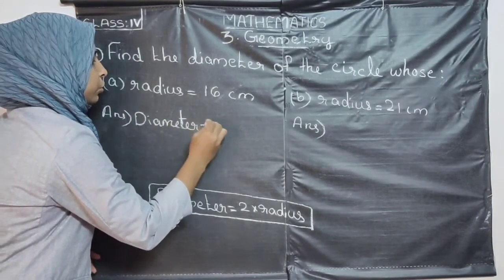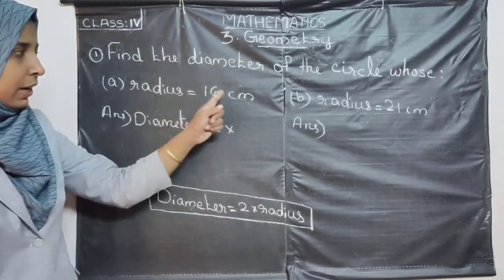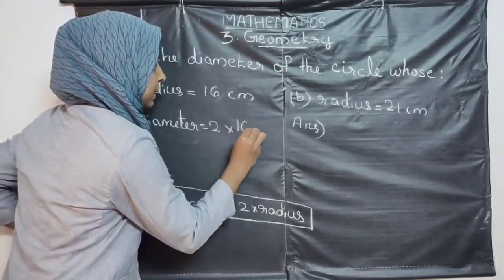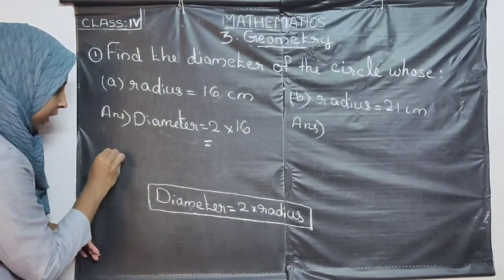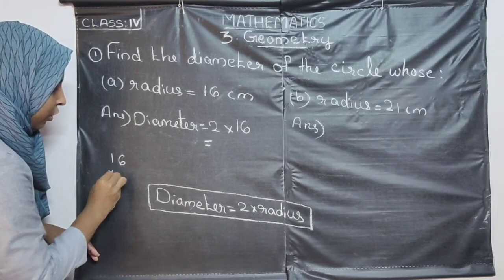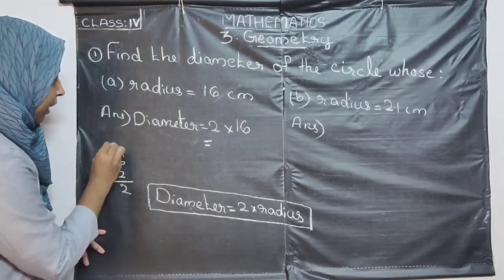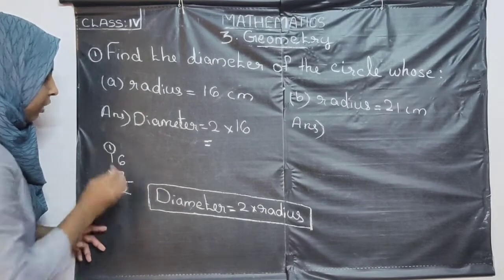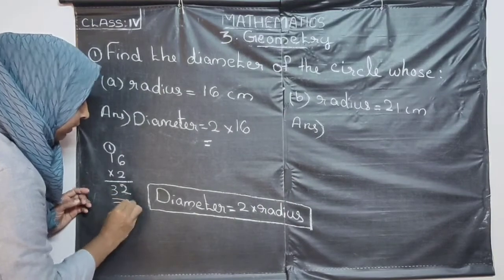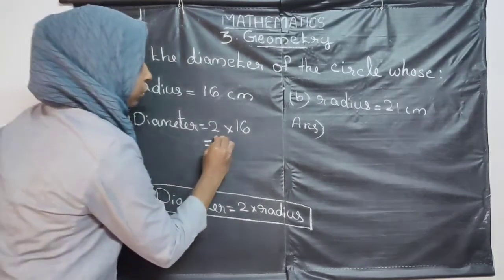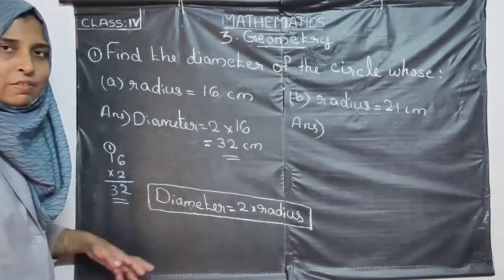Diameter is equal to 2 into radius. Here radius is given as 16. So 2 into 16. Let me write here 16 into 2. 6 2s are 12. 2 here, 1 has carry over. 2 1s are 2, 2 plus 1 is 3. So here we got 32. So we can write 32 centimeter. Got it, children? Very easy, no?